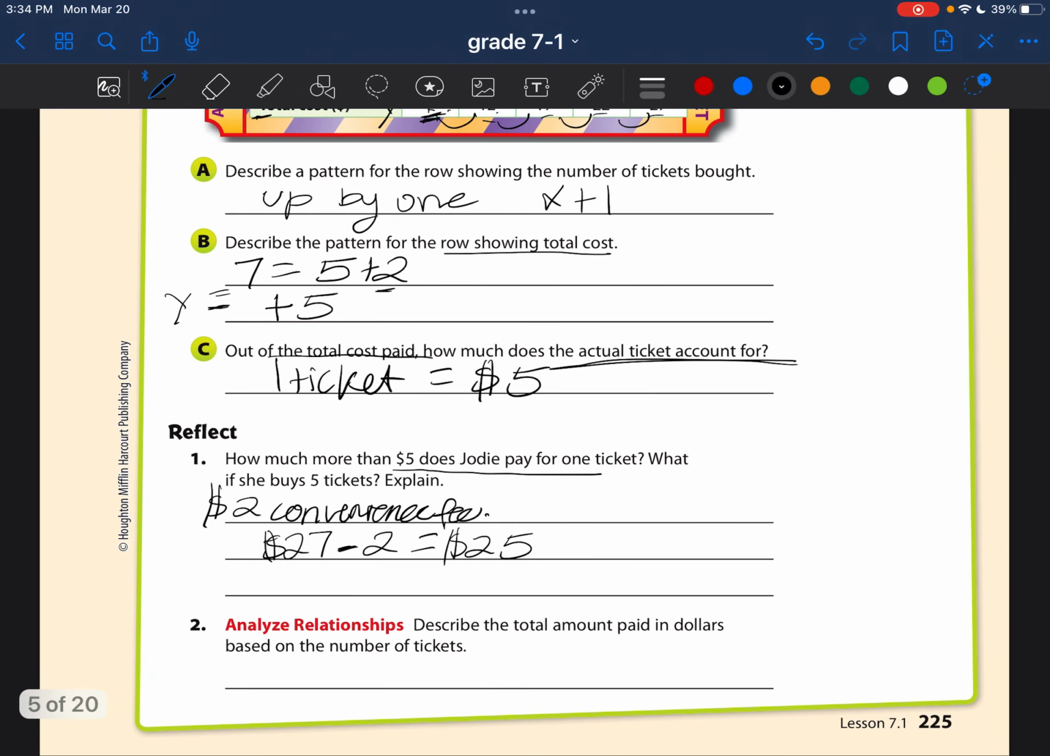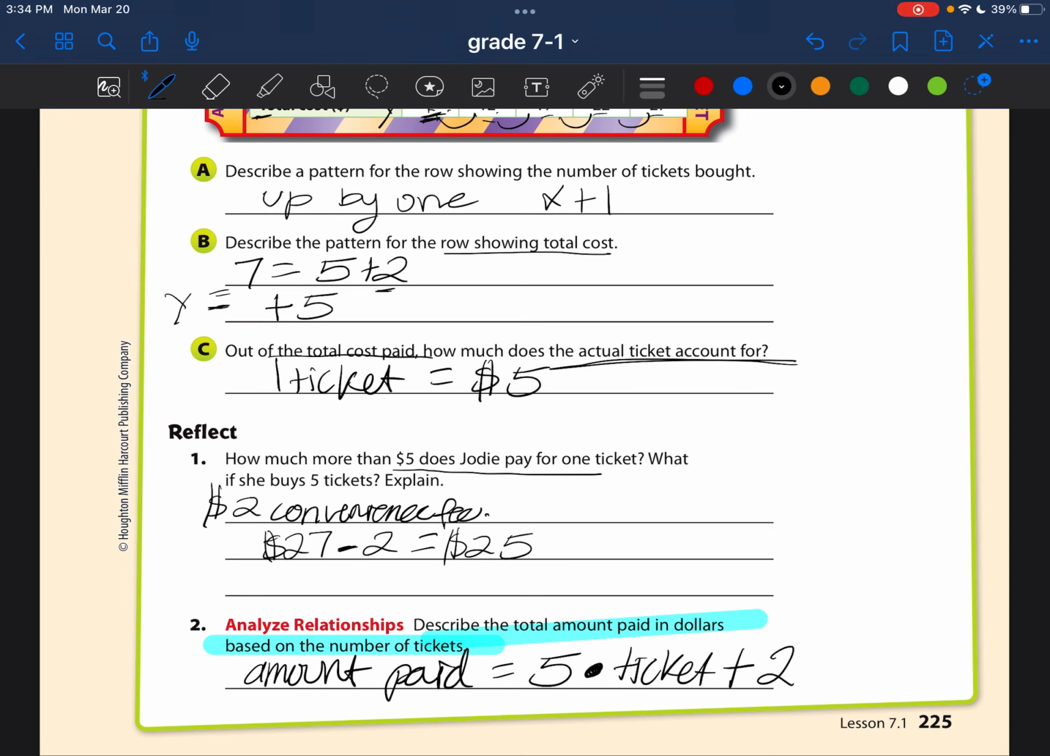Let's go down here. Describe the total amount paid in dollars based on the number of tickets. So the total amount paid is 5 times the tickets plus our convenience fee, which was $2.